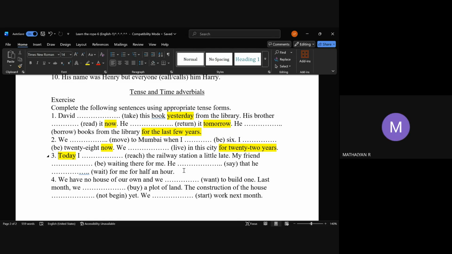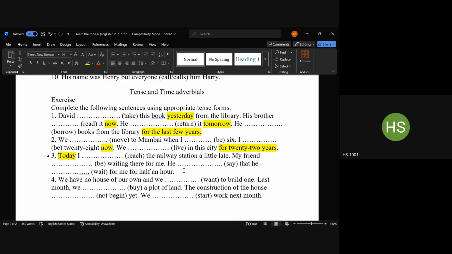I have a doubt. In the first, today I reached the railway station a little late. That's past tense of reach, correct. Then in the second, it would be past tense. My friend has been waiting there for me. My friend has been waiting there for me. Okay, yes, that's right.